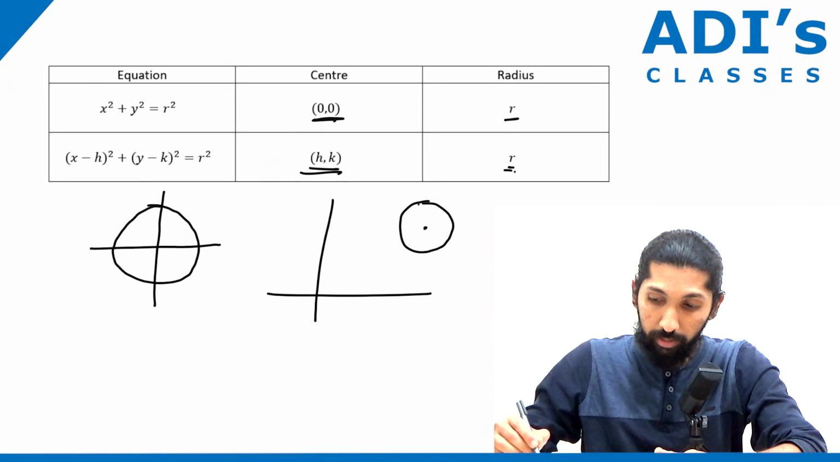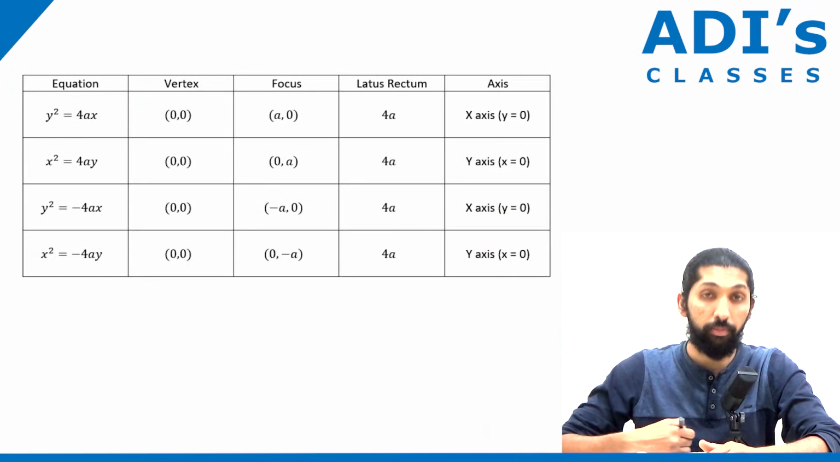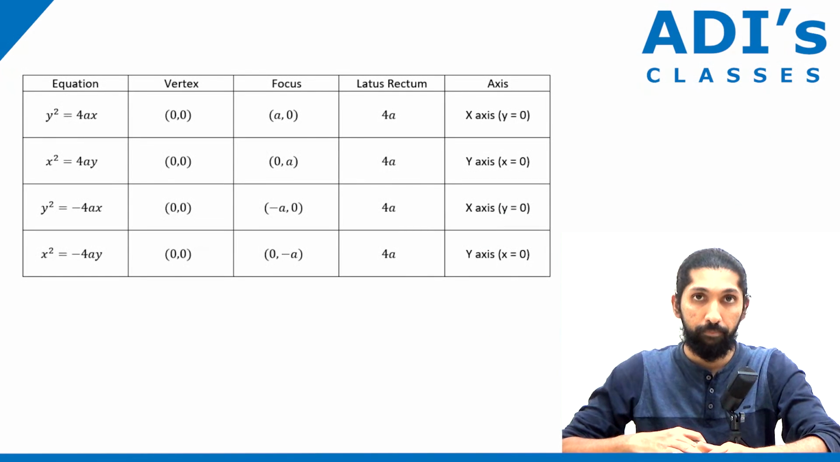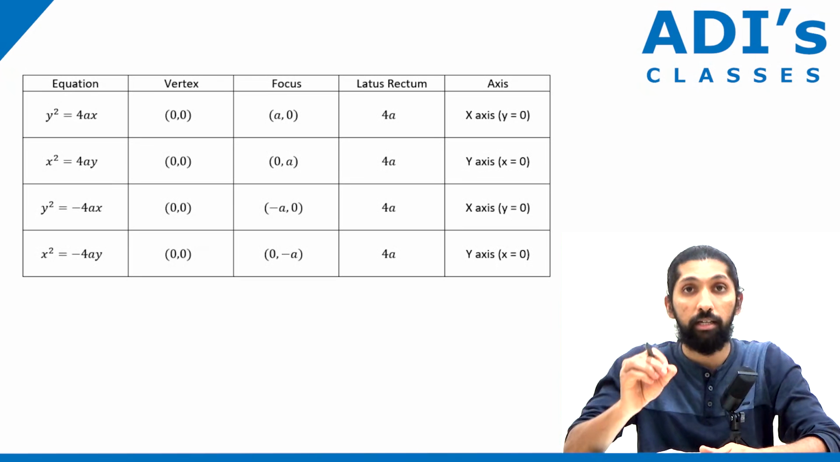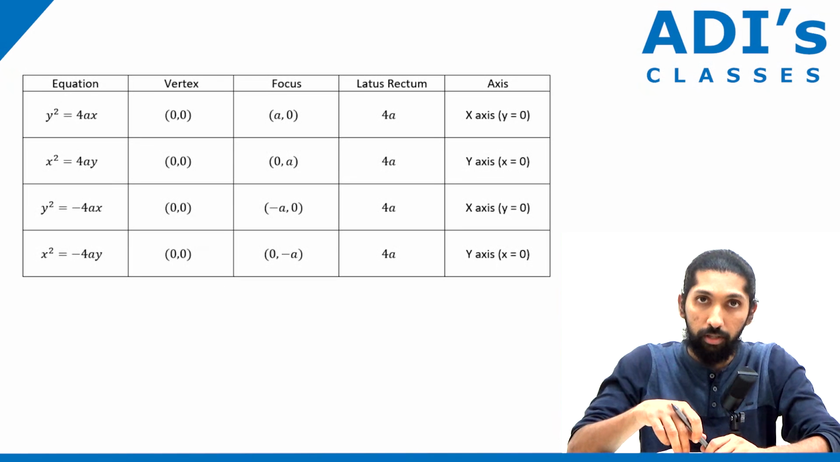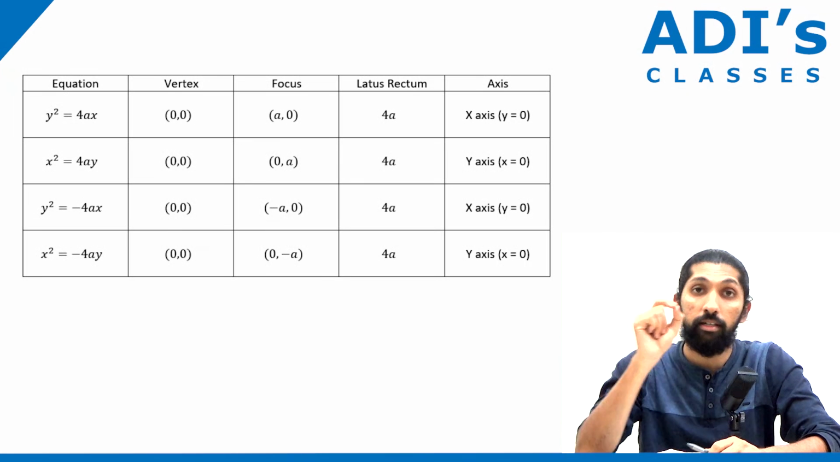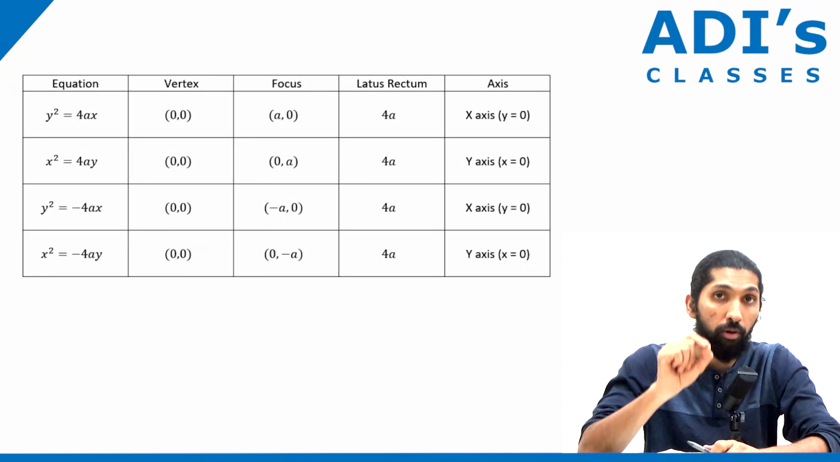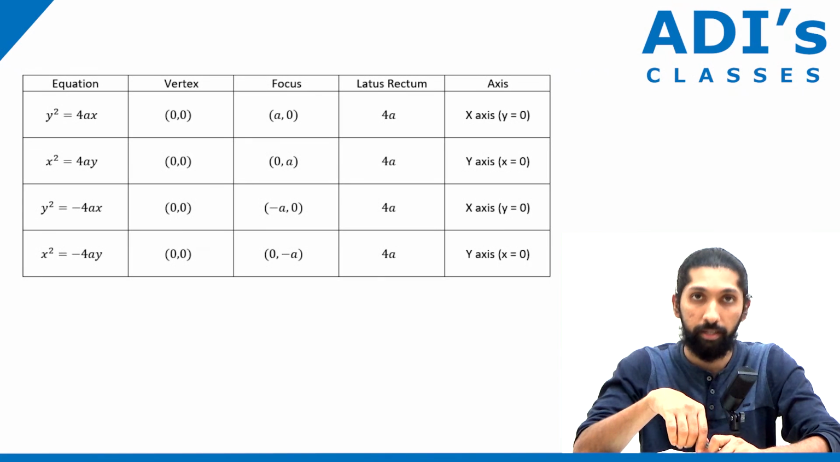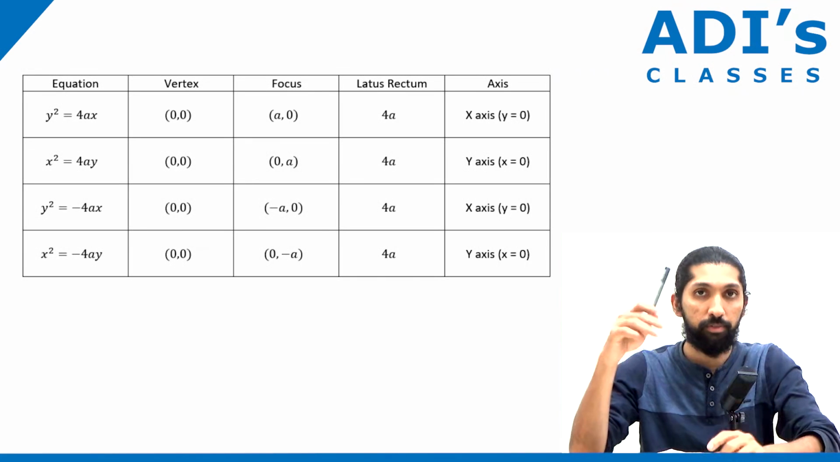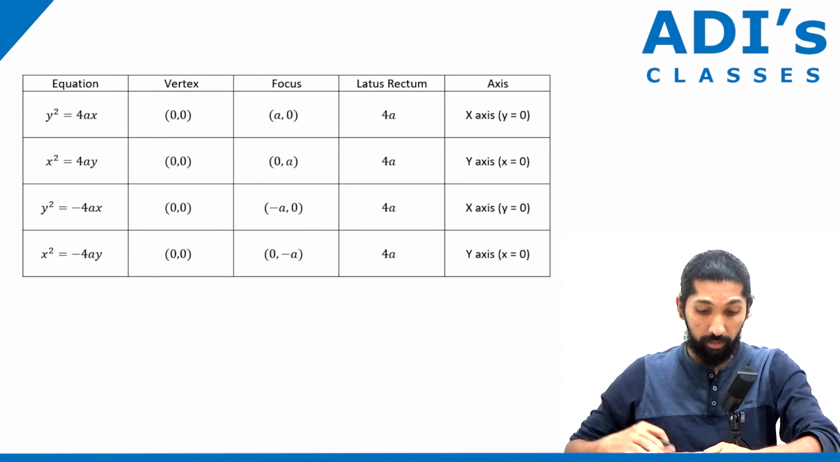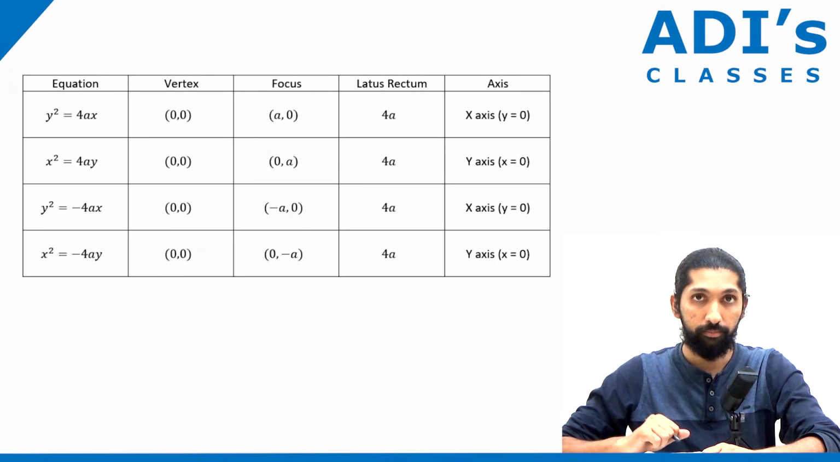See, for the next one, what you have, it's going to be a parabola. See, a parabola is that type of a conic section where the point is moving in such a way that the distance from the fixed point and the line is the same. Correct? So there are four types of parabolas. You guys know that. See here the equation, vertex and everything.